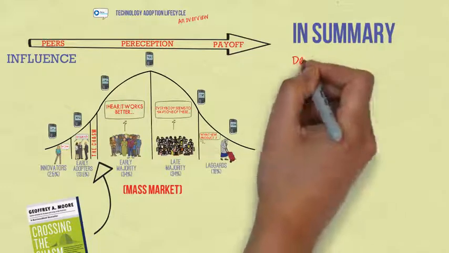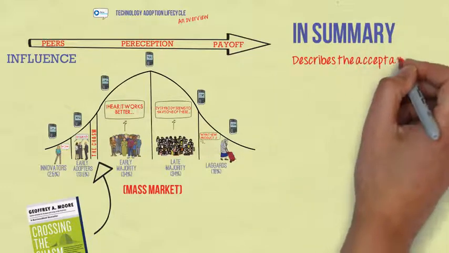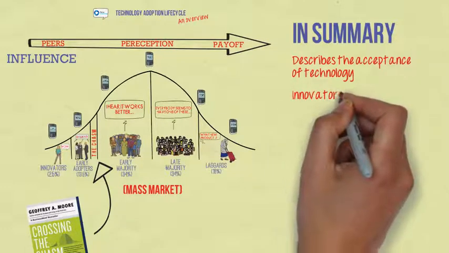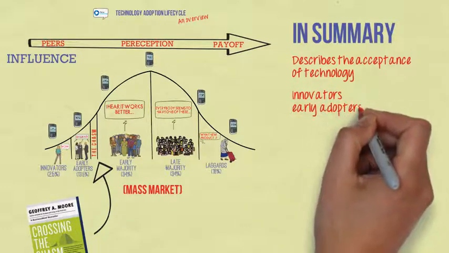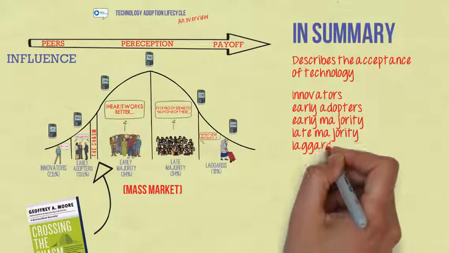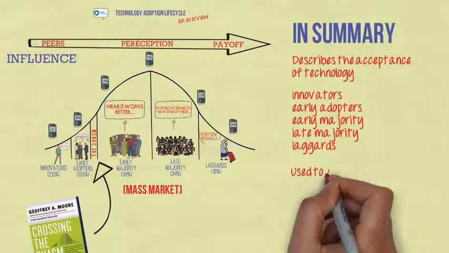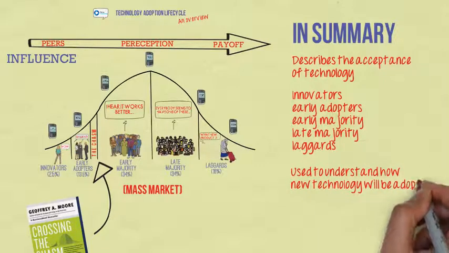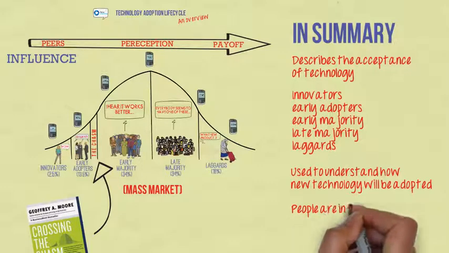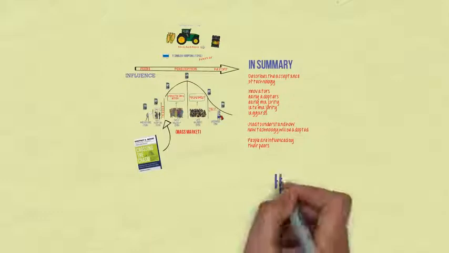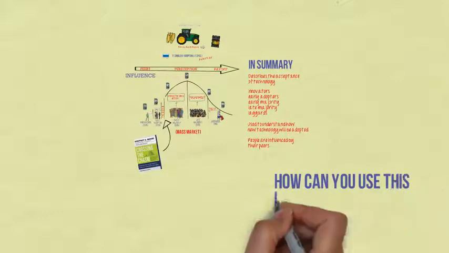In summary then, the technology adoption lifecycle describes the acceptance of technology across 5 demographic groups. These are innovators, early adopters, early majority, late majority, and laggards. The model is used to understand how new technology will be accepted and adopted. And finally, it's based around the fact that people are influenced by their peers. So how can you use this in your world?